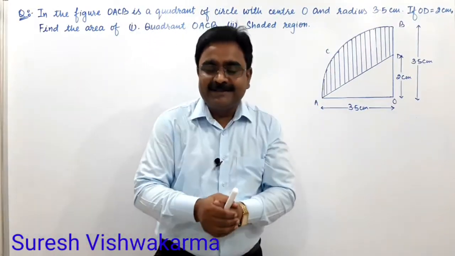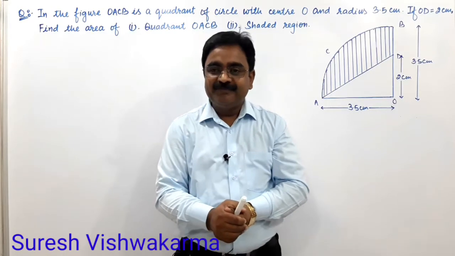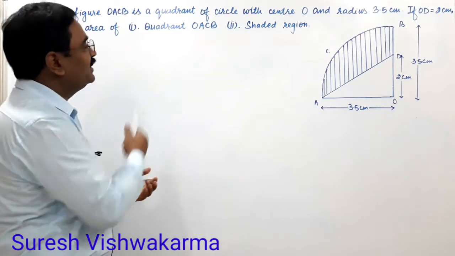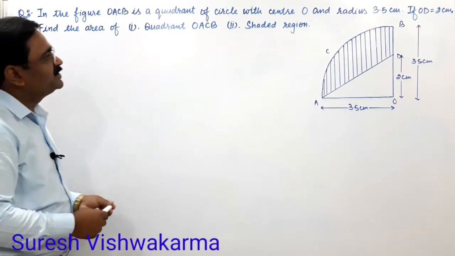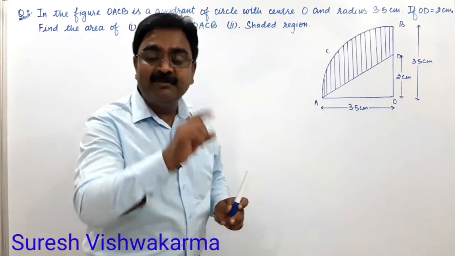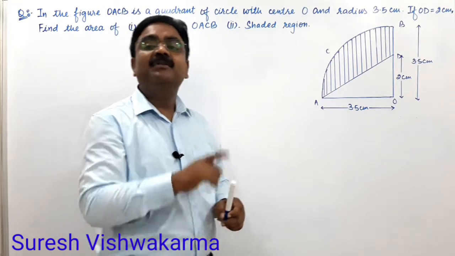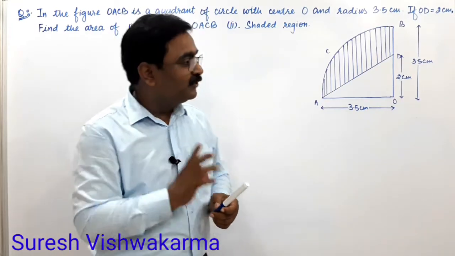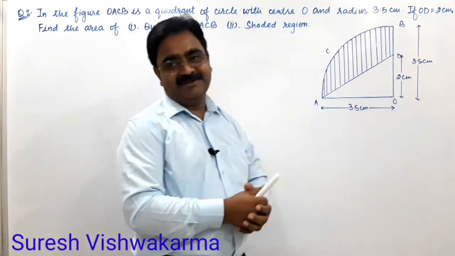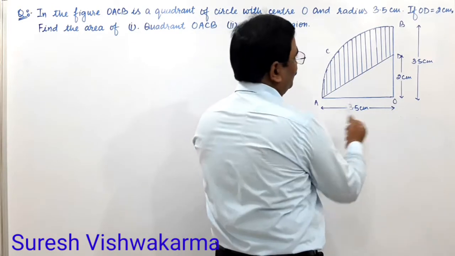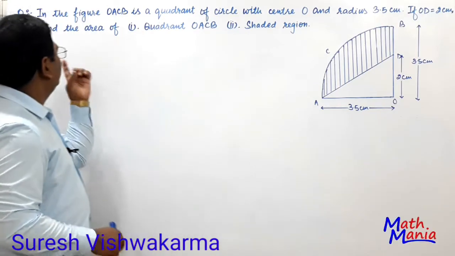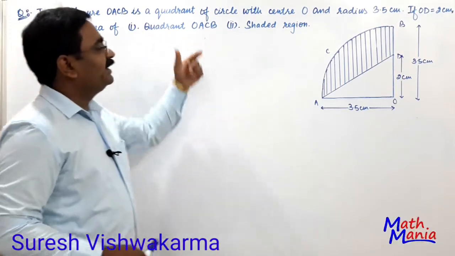Okay friends, so let's see the next sum, an important sum. In this question, this figure is given. In the figure, OACB is a quadrant. Quadrant means it is a fourth part of a circle with center O and radius 3.5 centimeter. Its radius OA is 3.5 centimeter. If OD is equal to 2 centimeter, then find the area of the quadrant OACB.